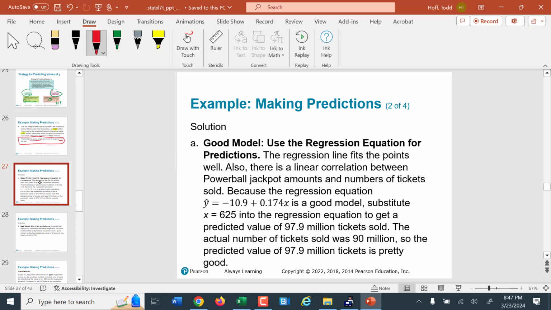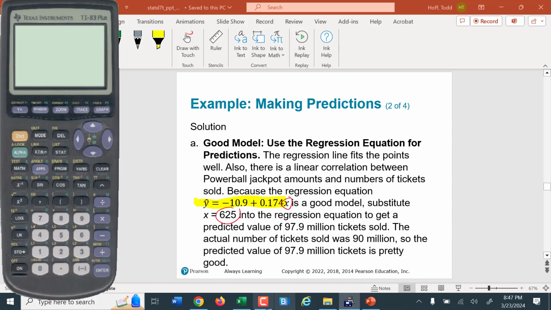So the good model, as we said, we've already found that the relationship between the jackpot and ticket sales is a good model, and it follows this equation. So we put the 625 in for x. We calculated that out, so I'll show you how that calculates out. It's negative 10.9 plus 0.174 times 625, and we get 97.85, or about 97.9 million tickets sold.